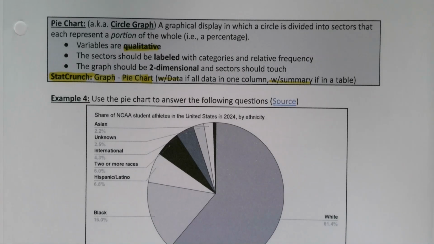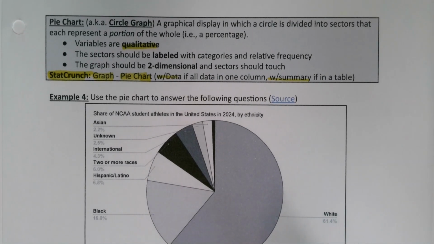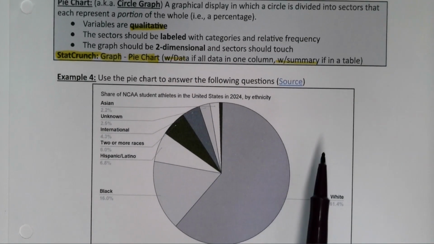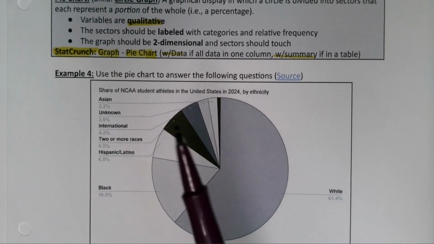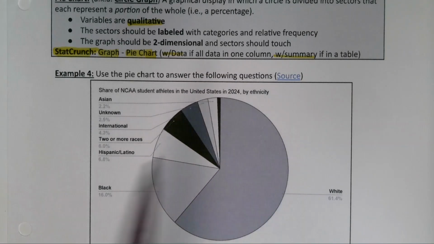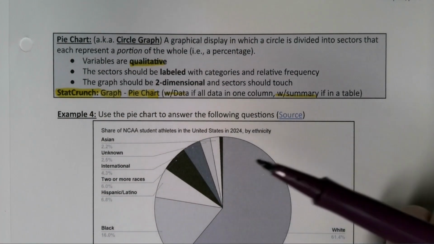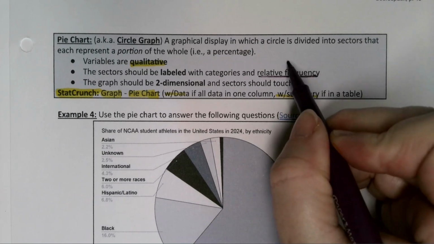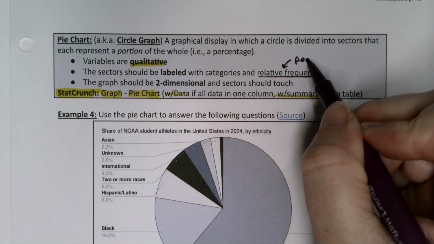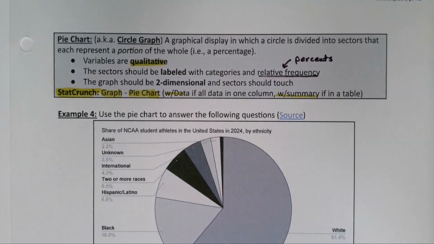Our next type of graph is a pie chart, also sometimes known as a pie graph or a circle graph. It's a graphical display in which a circle is divided into sectors, and each sector represents the portion of the whole, i.e. a percentage. Almost always the variables are qualitative, which they are in this case, and the sectors should be labeled with categories and relative frequency. The relative frequencies are usually given as percents for this type of graph.